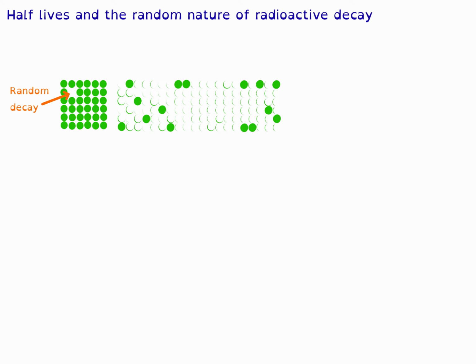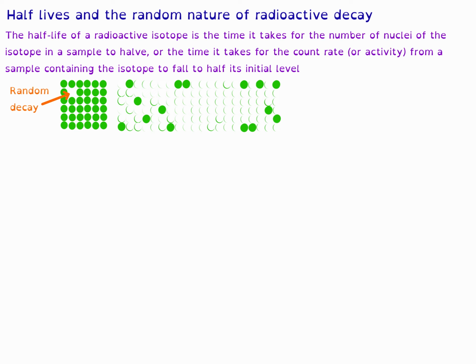another half has decayed. The half-life of a radioactive isotope is the time it takes for the number of nuclei of the isotope in the sample to halve, or the time it takes for the count rate, or activity, from a sample containing the isotope to fall to half its initial level.